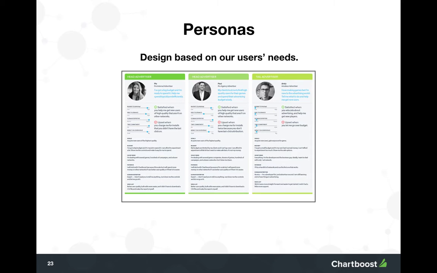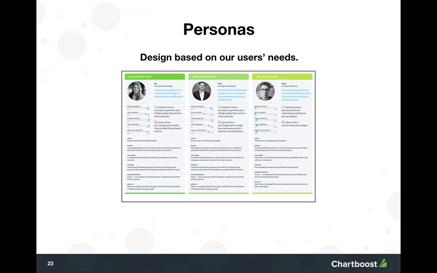We created personas based on users that I talked to, and also talking to the account management and business team who spend a lot of their time talking to users. So I could talk to them and ask them about users. I came up with 3 different types of personas for advertisers.